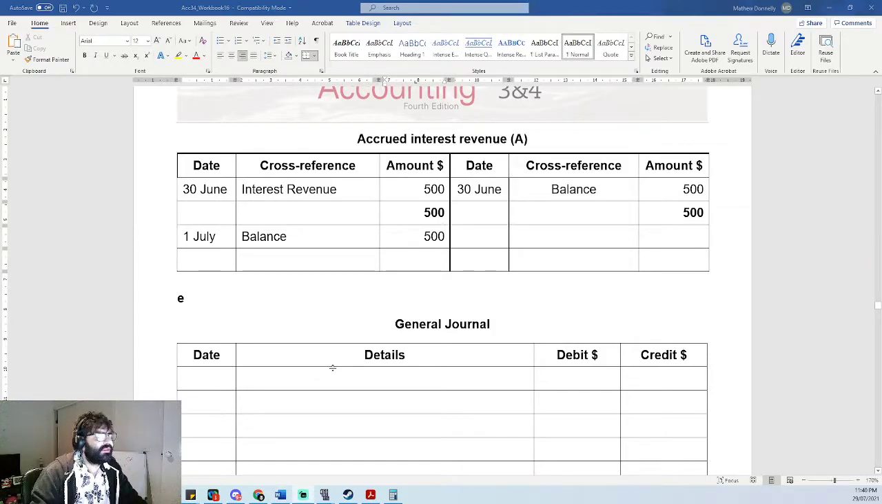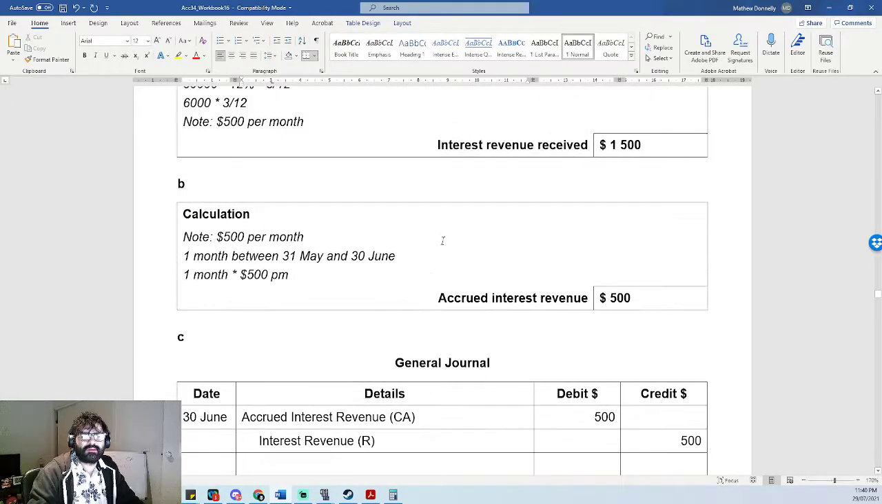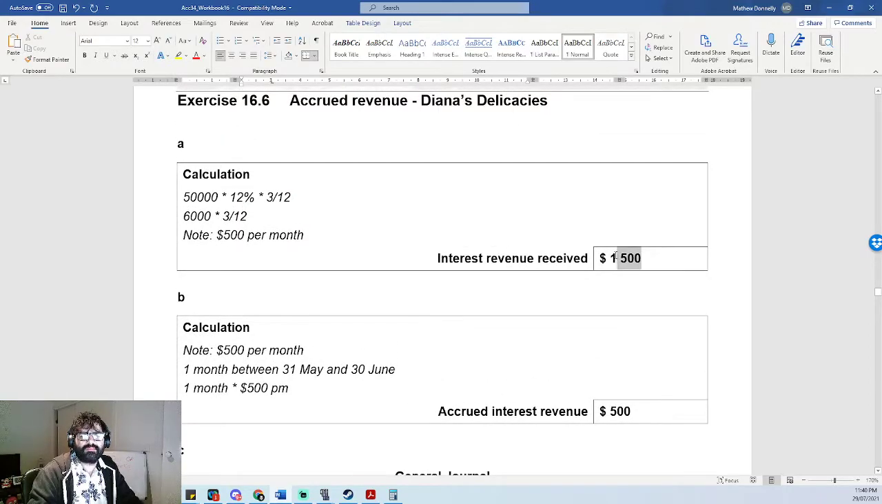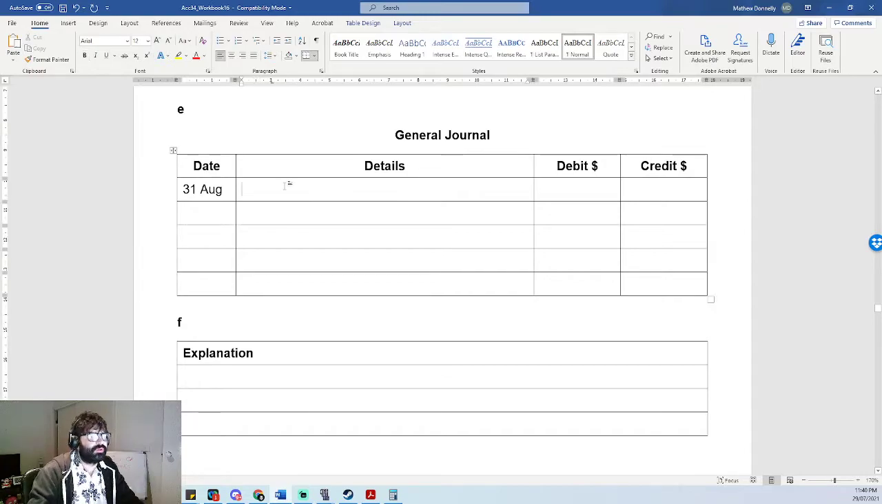So, if we have a look at E now. E, record the receipt of interest on the 31st of August 2025 in the General Journal of Diane's Delicacies. So, the next payment is on the 31st of August. They receive the full amount in the bank. The full amount being 1,500. That goes in their bank account, 1,500 every quarter.